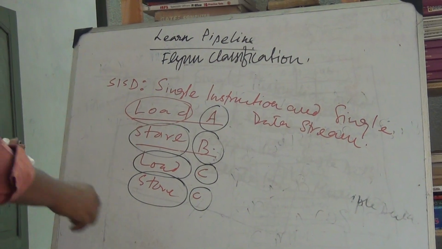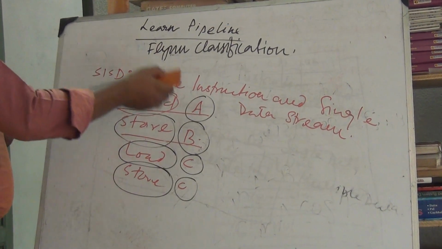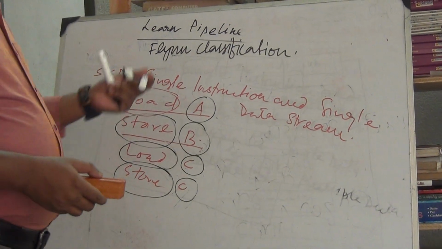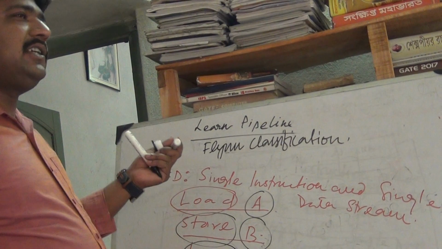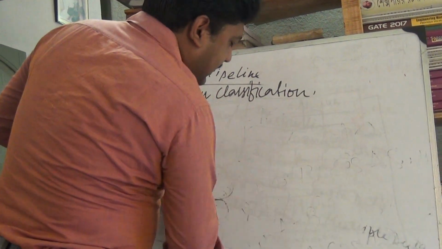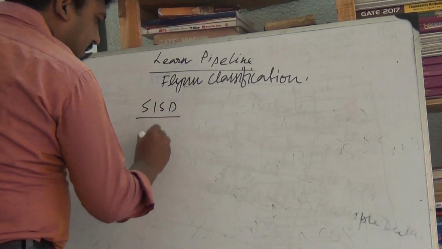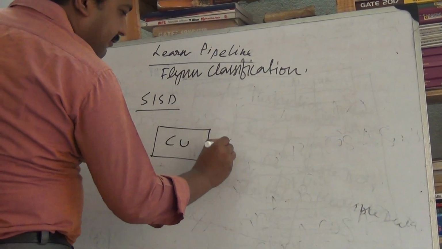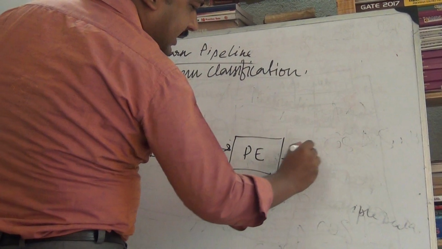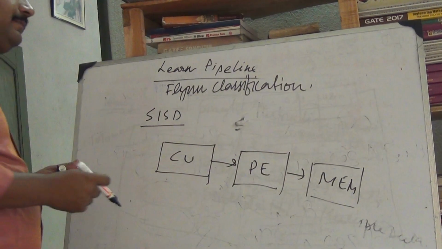So how can I design the machine? I can understand here the processing elements are single and data are single. So I need a single local memory, a single processing element, and a single control unit. I will discuss all about this in the later session. At first, now I can design the SISD design. So the SISD design is a control unit, which is giving the instruction to the processing element, and the processing element is connected with the local memory. This is SISD.